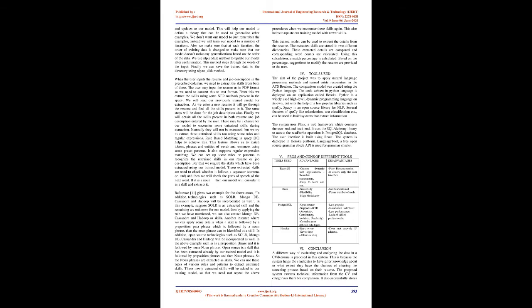In the above example, "such as" is a preposition phrase and it is followed by some noun phrases. Open source is a skill that has been extracted already by our trained model and it is followed by preposition phrases and then noun phrases. So the noun phrases are extracted as skills. We can use these types of various rules and patterns to extract untrained skills.